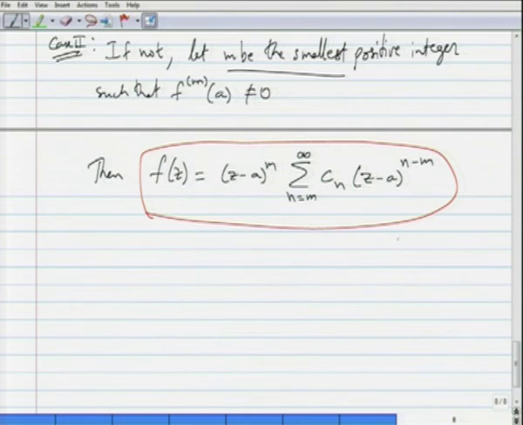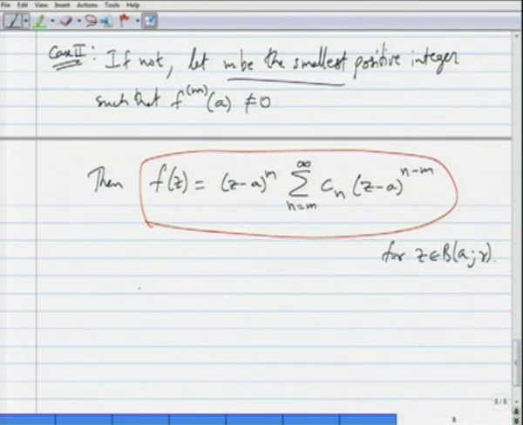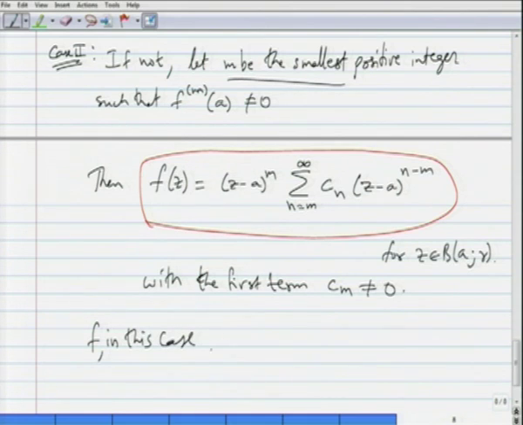Now also I should immediately note that this is true for z belonging to the disk B(a, r). Okay, did I use R? I guess I used R. Yeah. Okay. So, what is also important is that this is true with C_m, the first term, not equal to 0. So, that is the Taylor series expansion. Then f, in this case, in case 2, is said to have a 0 of order m at a.